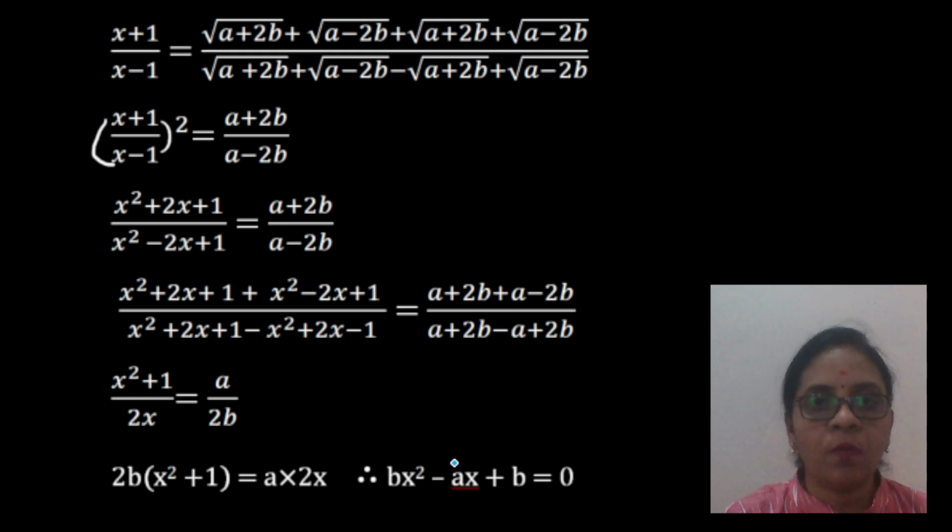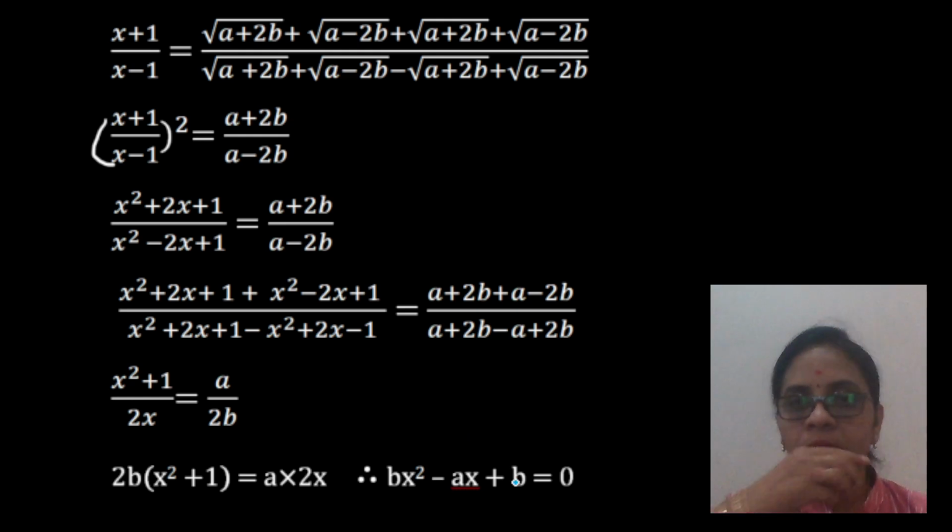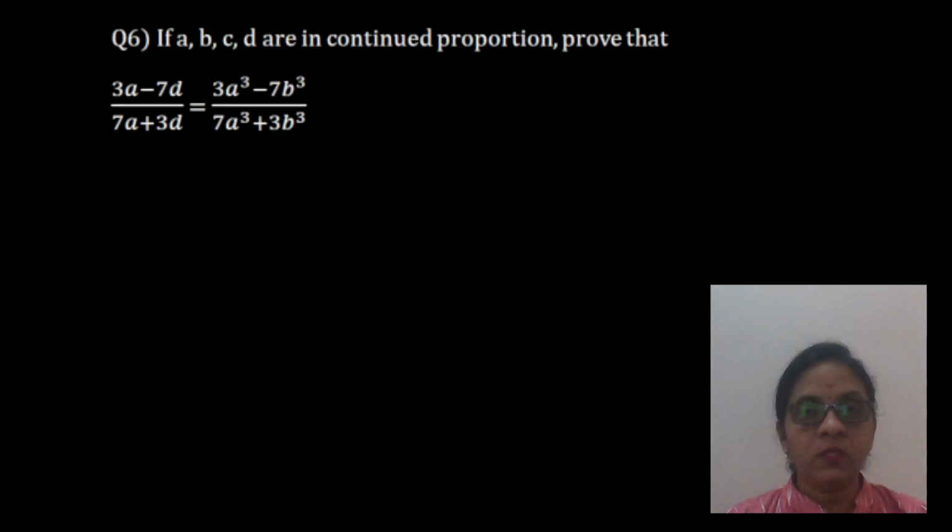By componendo and dividendo you have to do it. So let's see this question. If a, b, c, d are in continued proportion, prove that 3a minus 7d by 7a plus 3d is equal to 3a cube minus 7b cube by 7a cube plus 3b cube.